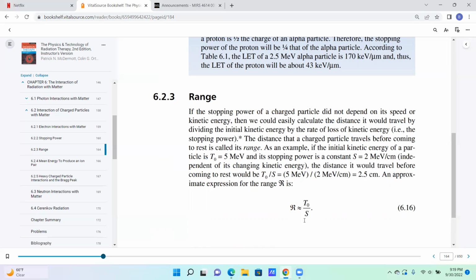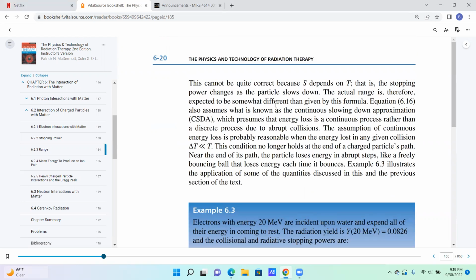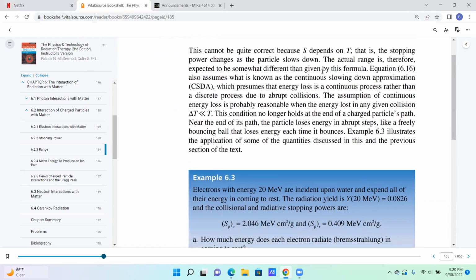So the approximate expression for the range is your initial kinetic energy divided by the stopping power. And it can't be quite correct because this depends on this. So as this changes, this will change. It's somewhat different from the formula that is just given there.